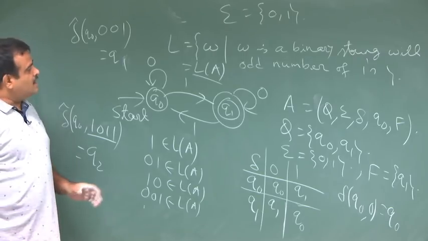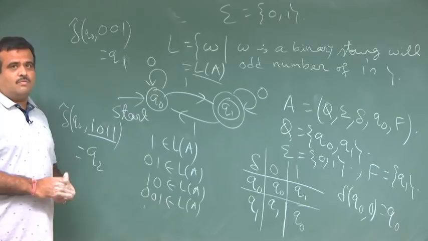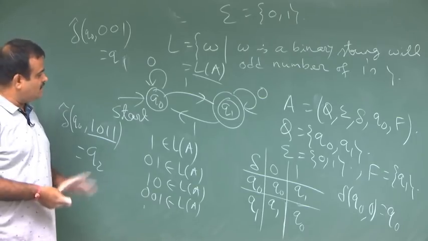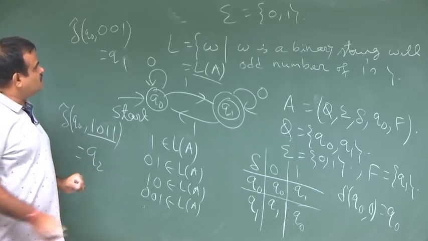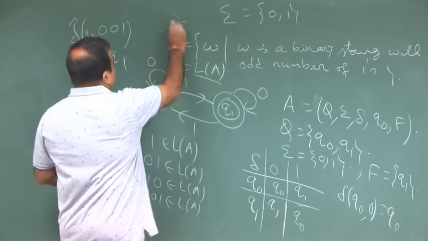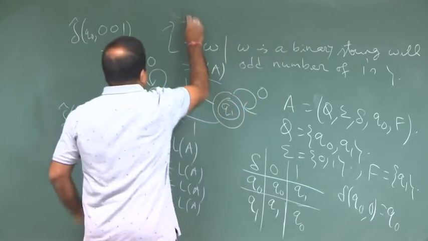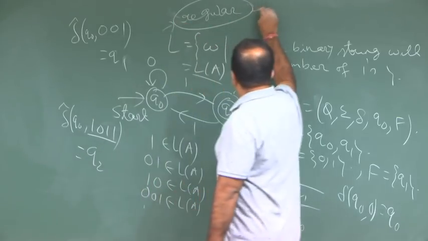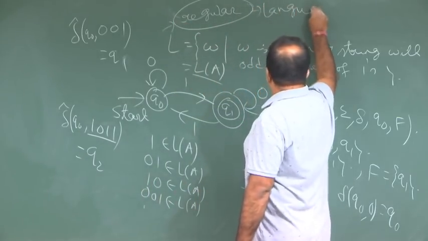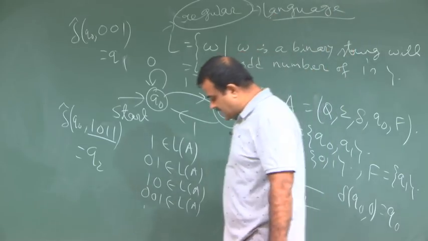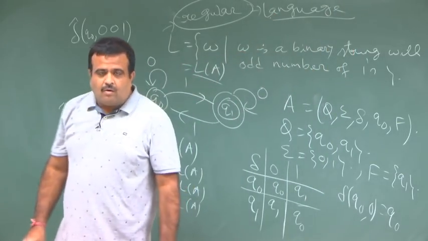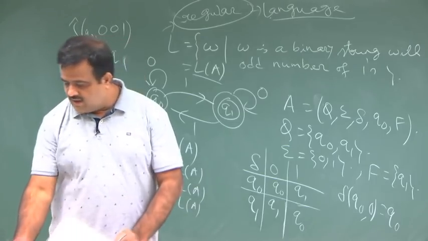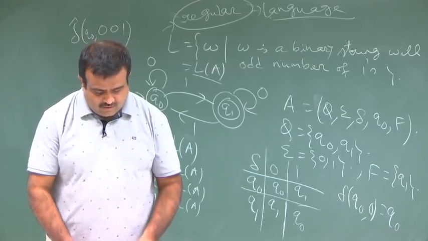So, this is the set of all possible strings which have an odd number of 1s. Odd means either one 1, three 1s, five 1s, like this. These are all accepted. So, this is a regular language. This language is regular because we can construct a finite automata which accepts all the strings from this set. Then it is called a regular language.